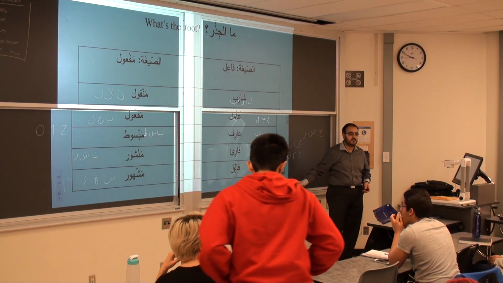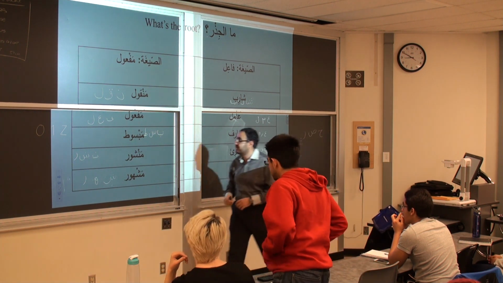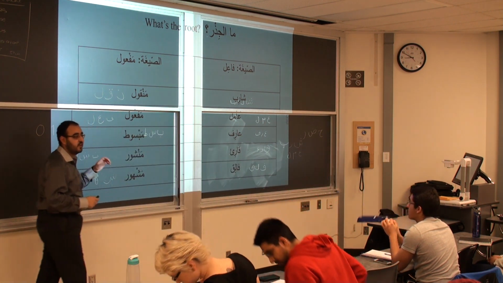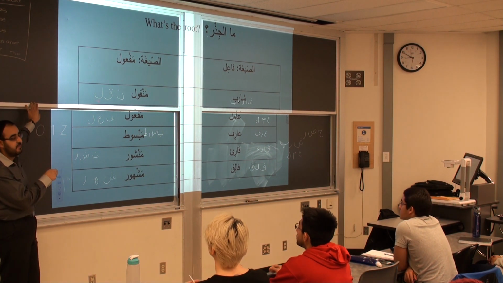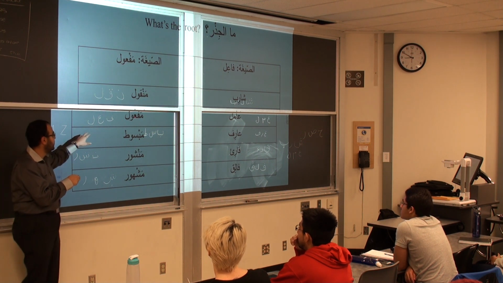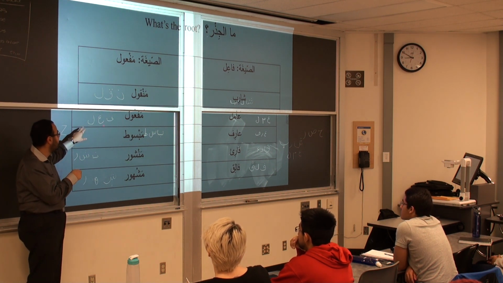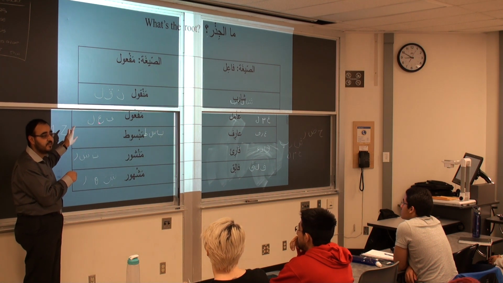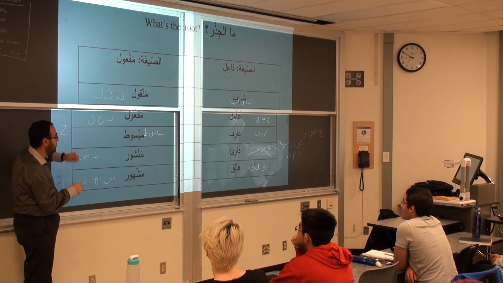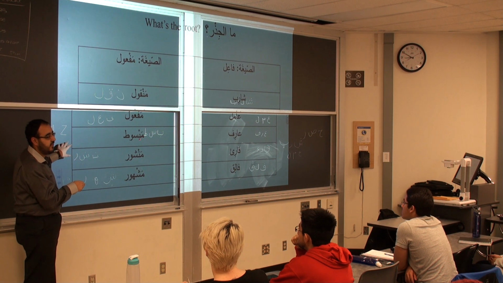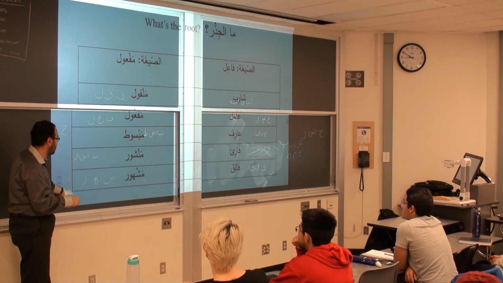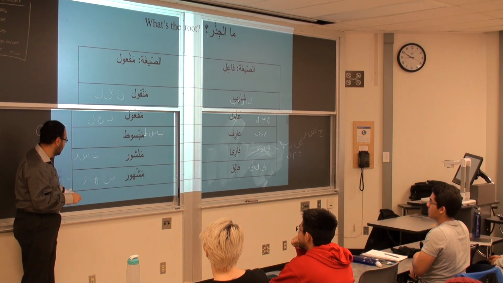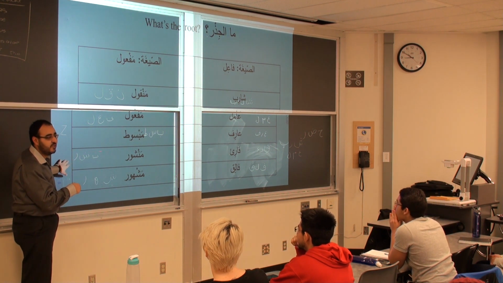Let's move on to the pattern maf'ul. Who did manqul? I did. Nun, qaf, lam. Is that correct? Second one, who did maf'ul? Sumayra, fa, ayn, lam. Is that correct? Mabsut. Ba, sin, ta. Is that correct? Manshur, nun, shin, ra. Is that correct? Yes. I think I got it wrong. So first of all, who did manshur?